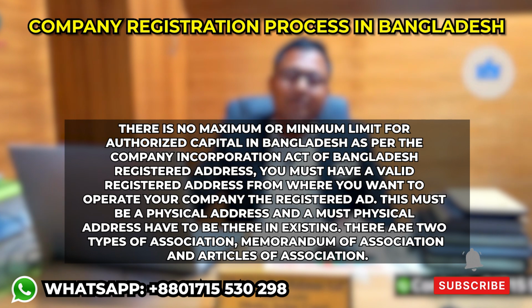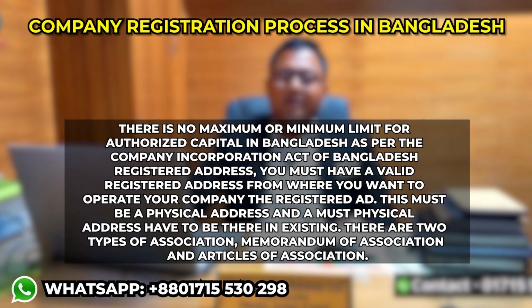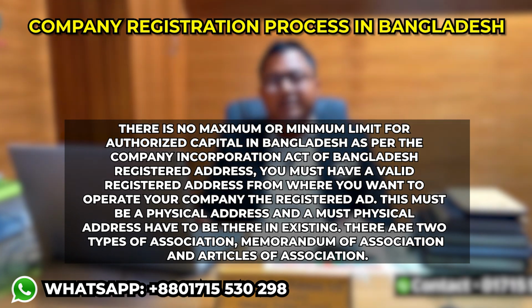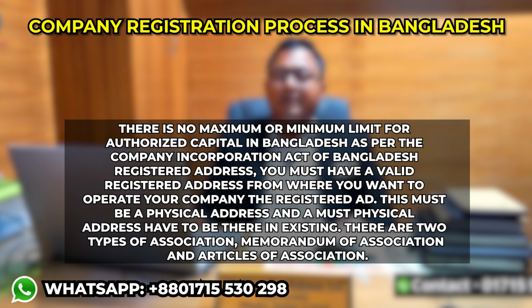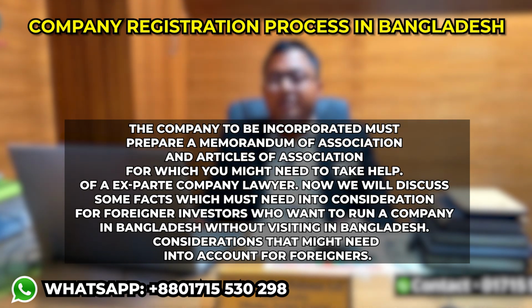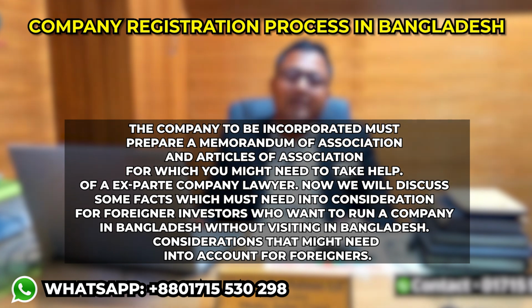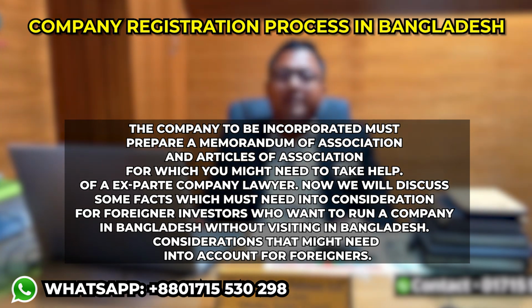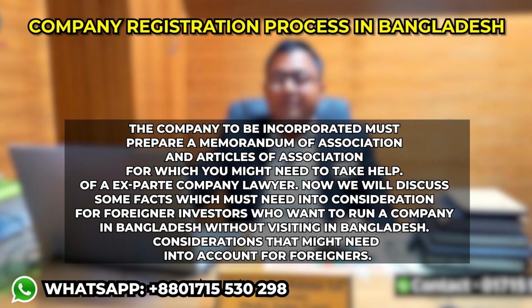Registered address: you must have a valid registered address from where you want to operate your company. The registered address must be a physical address, and it must actually exist. There are two types of association: memorandum of association and articles of association. The company to be incorporated must prepare a memorandum of association and articles of association, for which you might need to take help of an expert company lawyer.